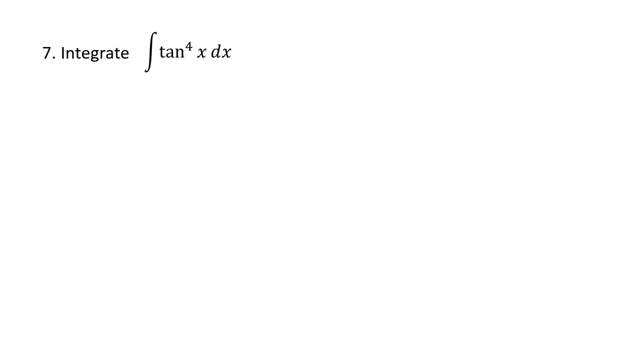What about just tangent to the 4th? Well, you might think, oh, well, secant to the 4th wasn't so bad. What about tangent to the 4th? Unfortunately, it's not really symmetrical. It is going to work out a little bit differently. But we're going to have a similar strategy where we're going to split off tangent squared and tangent squared.